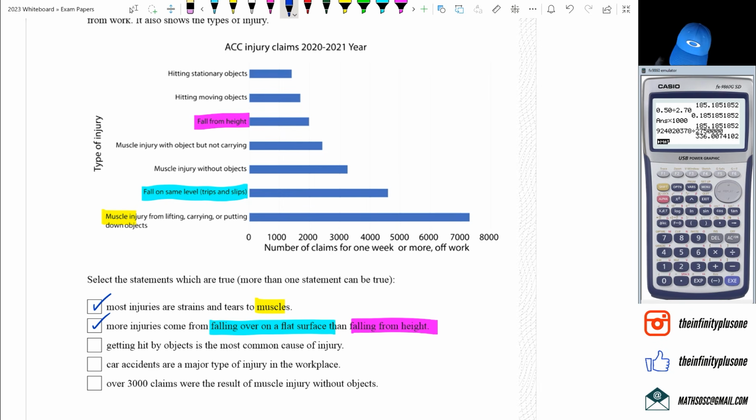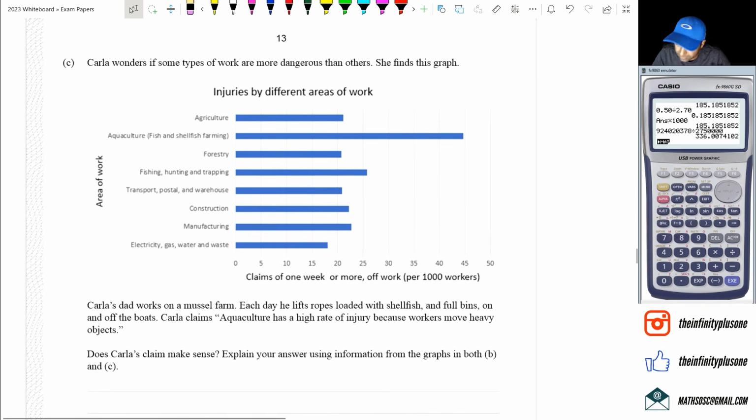Last one. Over 3,000 claims were the result of muscle injury without objects. Muscle injury without objects is this one here, and it says over 3,000. So if we look at it, yeah, it's definitely over 3,000. So we probably give that a tick as well. All right, so more than one statement can be true. Yep, we've selected 3 statements, and that's pretty good. Let's go to the next part here.